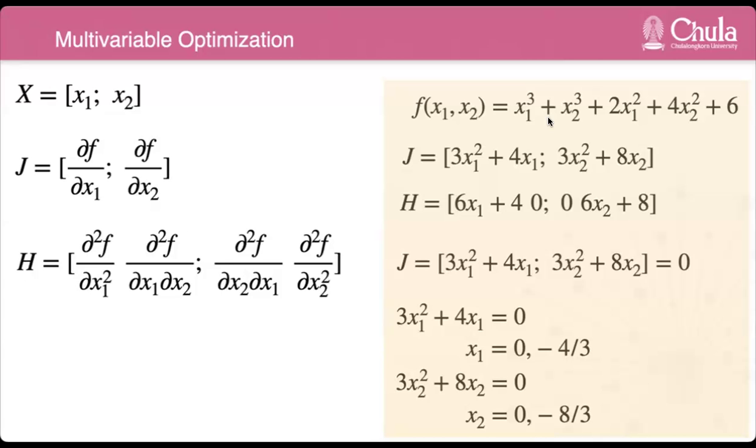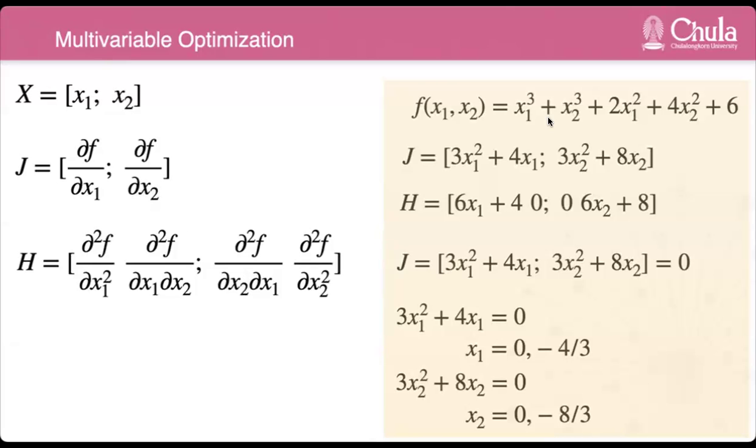What about the Hessian? For the Hessian, the first element, you find the derivative of this term, 3x1 squared plus 4x1, with respect to x1. So it's 6x1 plus 4, right? And the next element, on the second column, the partial derivative of this one with respect to x2 becomes 0, right? No x2 there.